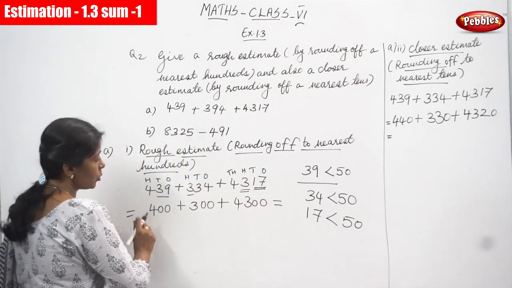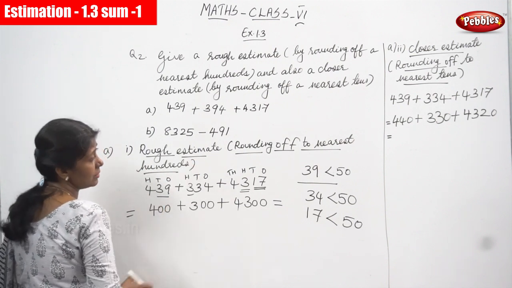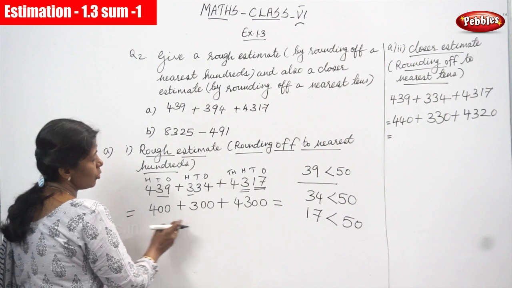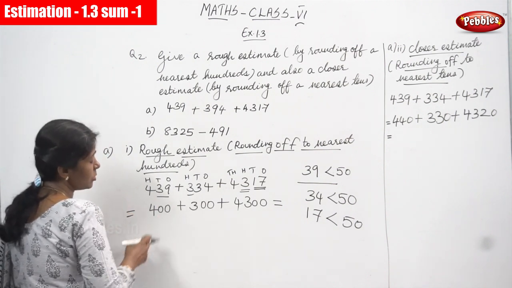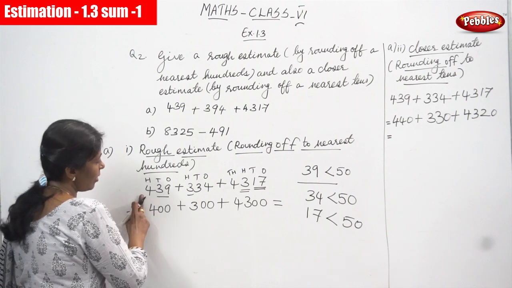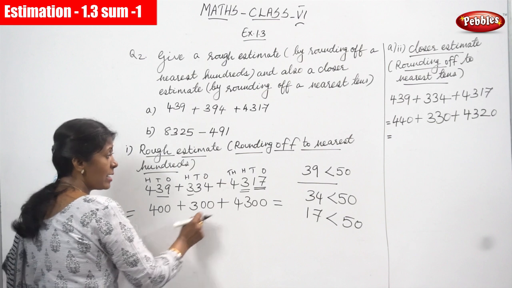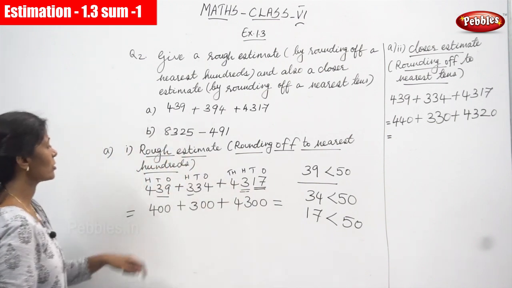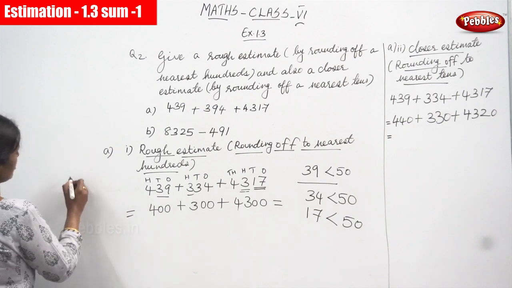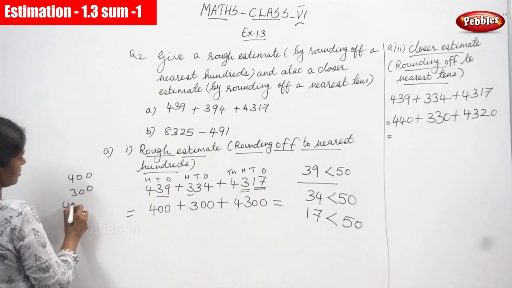Okay, now you have to do rough estimation. You have done the rounding for the rough estimation. These are all estimation values. This is not the exact value, so it is the estimation value. So 439 becomes 400, and 334 becomes 300, and 4317 becomes 4300. So now we are going to add everything. Just write it as 400 and 300 and 4300.